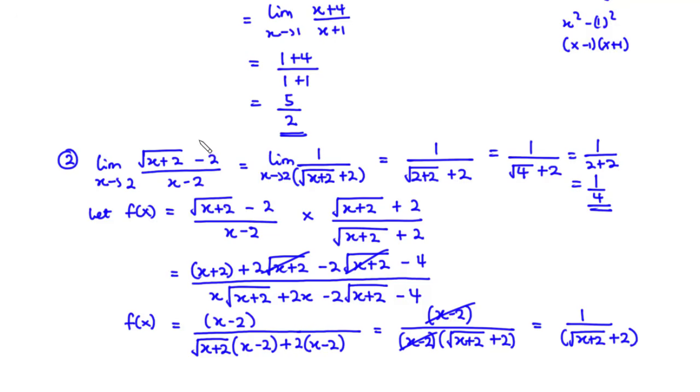Therefore the limit of this function as x approaches 2 is equal to 1 over 4. Now let's move on as we solve some more examples. Now to question 3. Let's find the limits of the function x minus 4 divided by the square root of x minus 2 as x approaches 4.